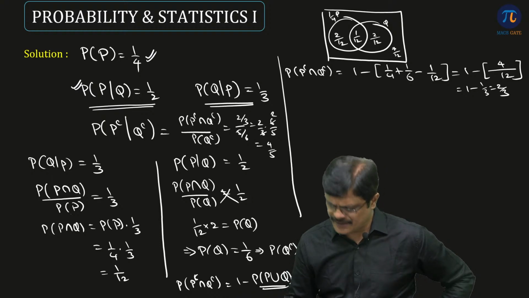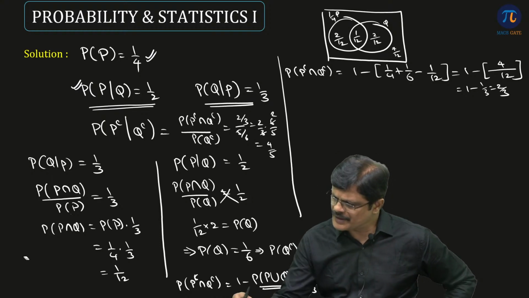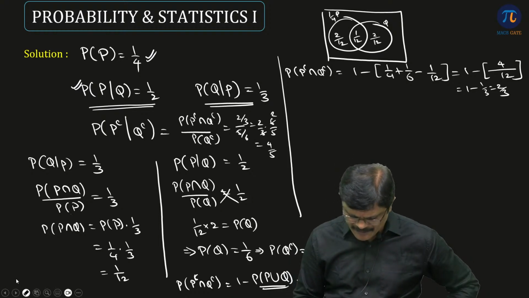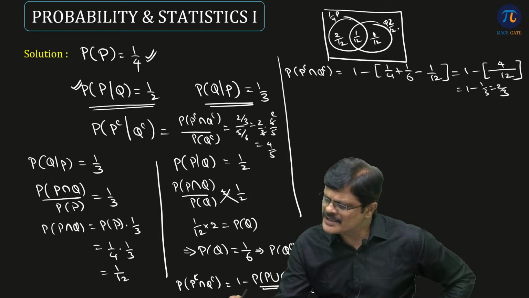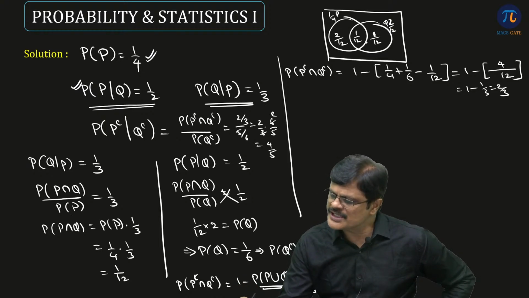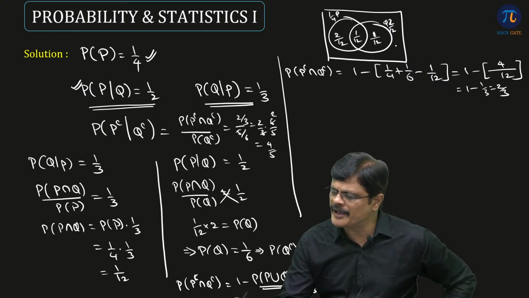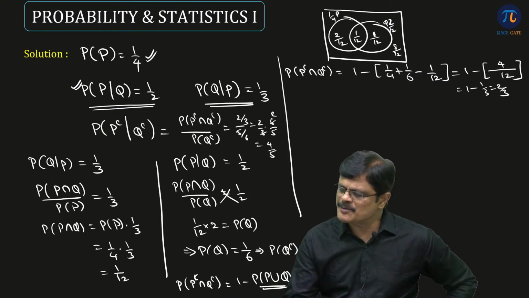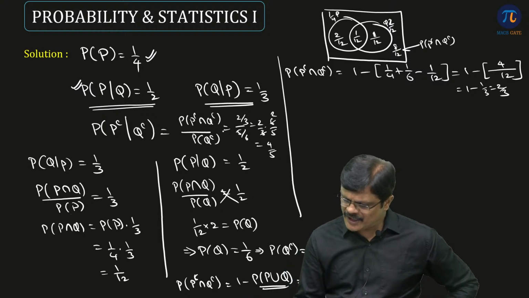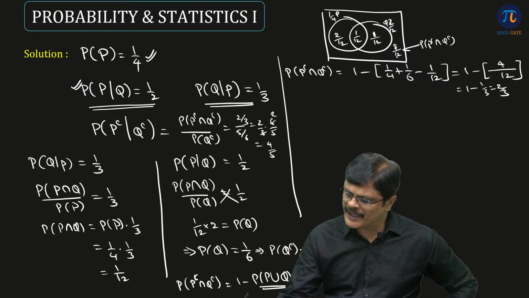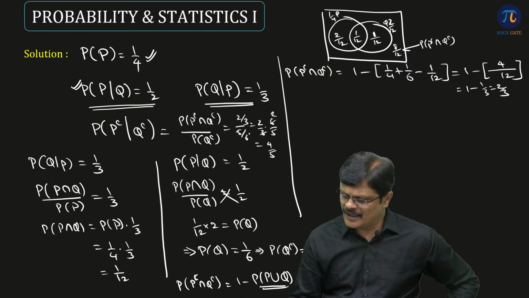Oh, sorry. Q totally is 2 by 12. Then the intersection portion is only 1 by 12. Now Q is 2 by 12, so this portion is 2 by 12 minus 1 by 12, which is 1 by 12. This is only the Q portion. So this is 4 by 12. So the outside portion would be 8 by 12. So that is probability of P complement intersection Q complement, which is 8 by 12, nothing but 2 by 3.